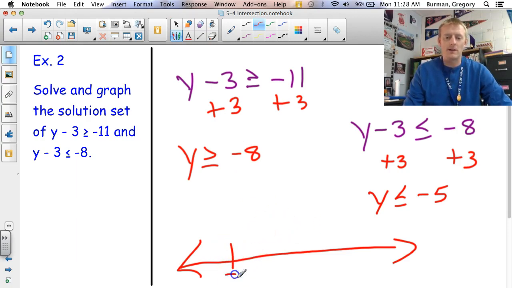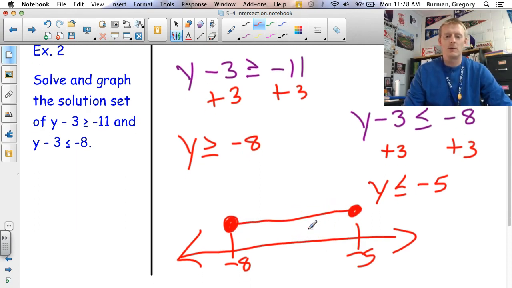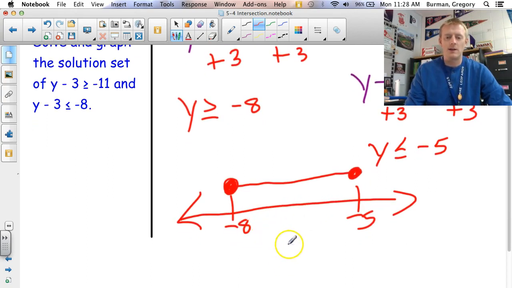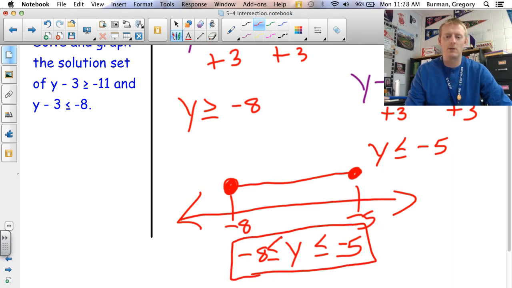And we can graph those situations. The smaller number will be on the left. The greater number will be on the right. And if y is greater than or equal to a negative 8, we would have a closed circle in there, and a closed circle where y is less than or equal to negative 5. And because less than goes this way and greater than goes that way, the middle is where we have our intersection. That means that y has to be greater than or equal to a negative 8, but less than or equal to a negative 5. So this would be how we could write that down in a compound inequality.